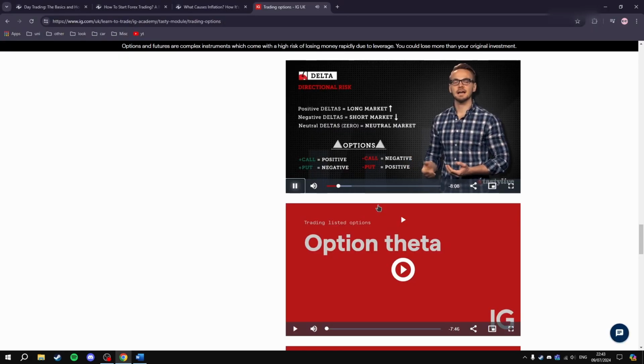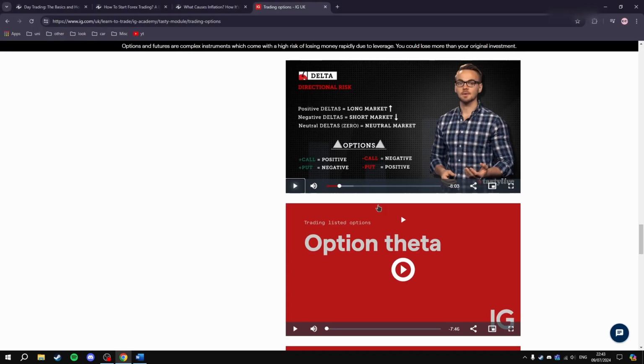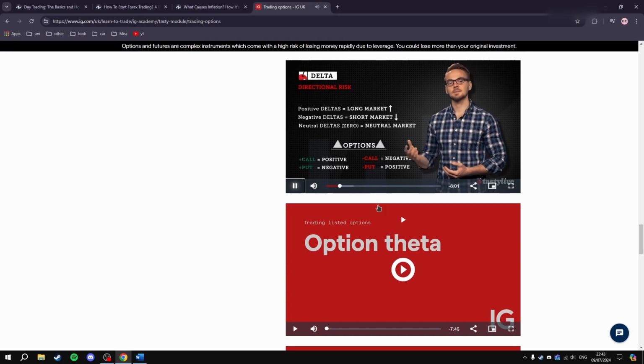That also means I have risk to the downside. If I have negative deltas, I benefit if the stock goes down, but that also means I have risk to the upside.